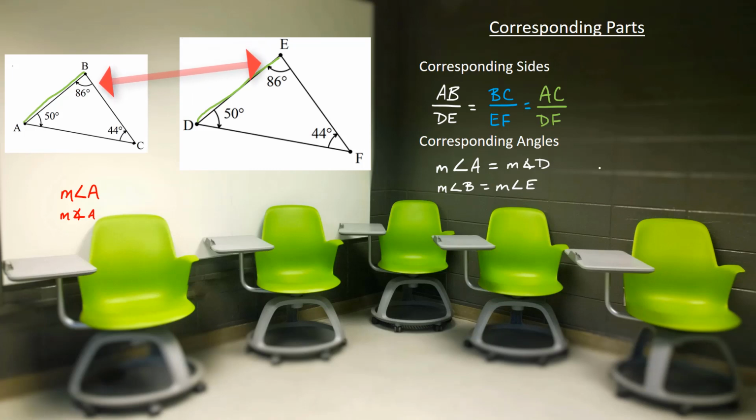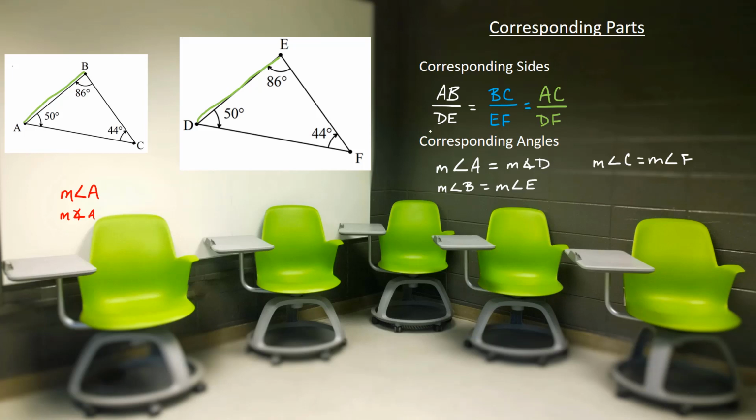And let's scoot over to the side, and we've got the measure of angle C equals the measure of angle F. So that's how you would list corresponding parts. That's your corresponding sides. This shows that they are proportional to one another. And again, they're proportional. So they follow a scale factor. They're not the same size.